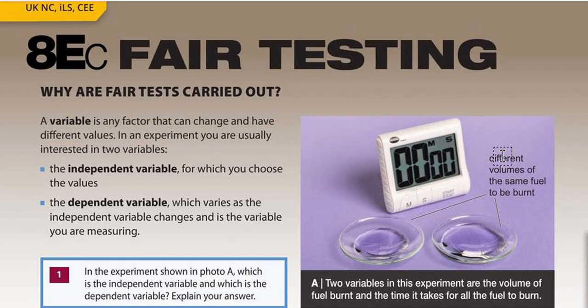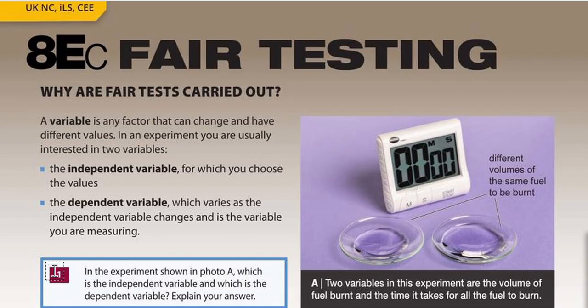You see this experiment, two variables in this experiment are the volume of fuel burnt. That is one. The other one is the time it takes for all the fuel to burn. So those are the two variables. Now in this you can see this small dish, and there are two different volumes of the same fuel to be burned. Right? Now they are asking you in the question, first question, in the experiment shown in photo A, which is the independent variable and which is the dependent variable? And you have to explain your answer.